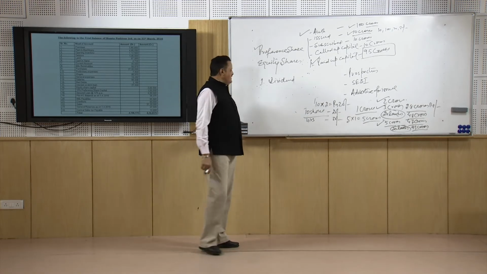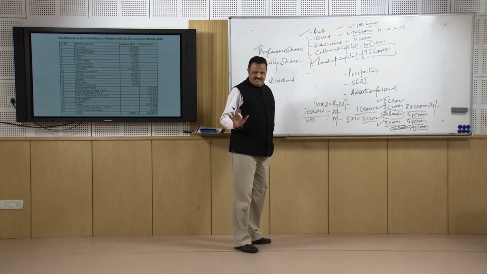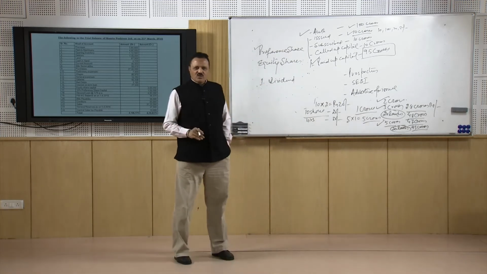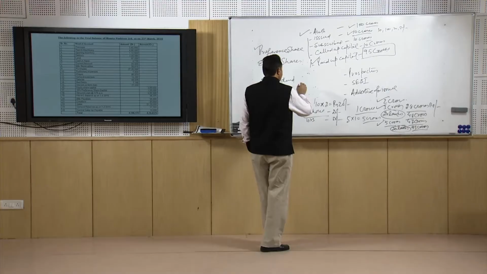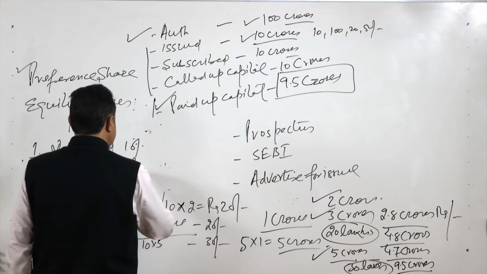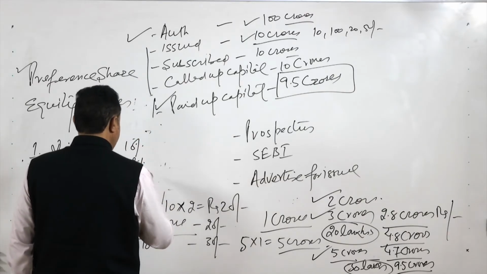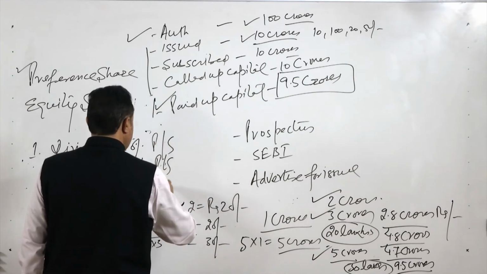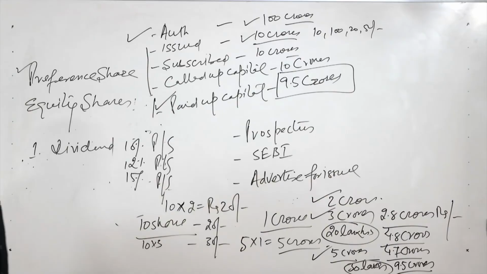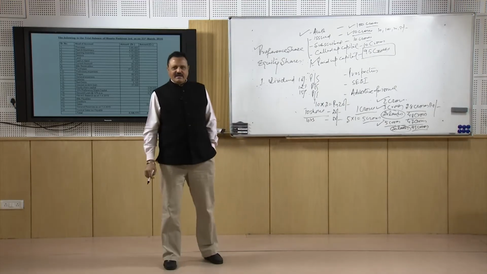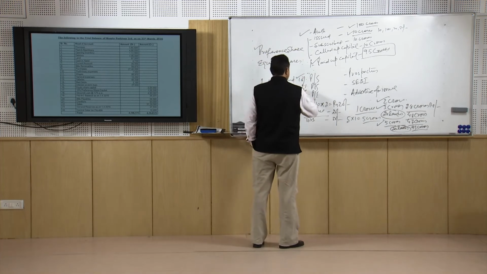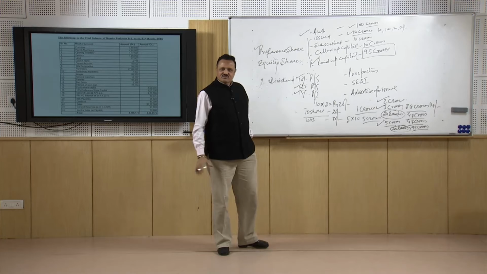But here the rate of dividend remains fixed, that is pre-decided. When that preference share is issued, it is written on the share certificate, for example 10% or 12% or 15%, whatever dividend the company wants to pay. So 10% preference share means the rate of dividend is 10%, 12% means the rate of dividend is 12%, 15% means the rate of dividend is 15%.